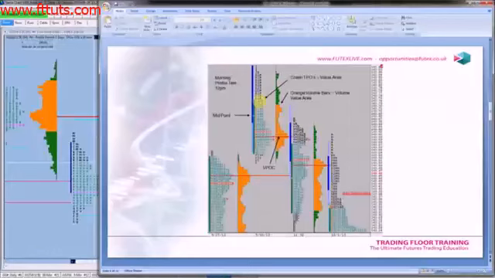Now, the green area that you were asking about earlier, this signifies 70% of the time that the market has spent has been in this area. So the green highlighted area represents where the market has spent 70% of its time.